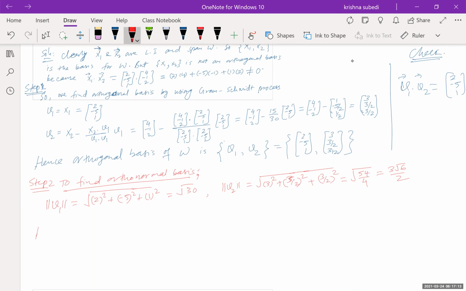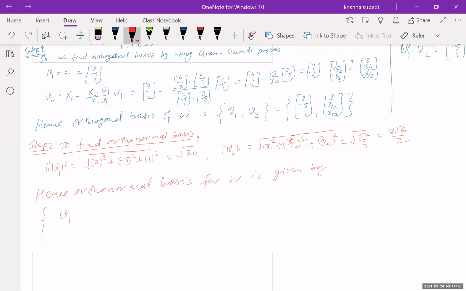So the orthonormal basis for W is given by v1 over the norm of v1, and then v2 over the norm of v2. That's how we find the unit vector, and that's all we need to find. So we have 1 over square root 30 times v1, which is (2, -5, 1). Another vector is 1 over the length of v2, which is 2 over 3 root 6, times v2, which is (3, 3/2, 3/2).